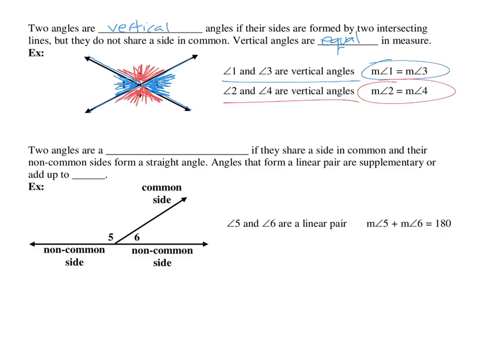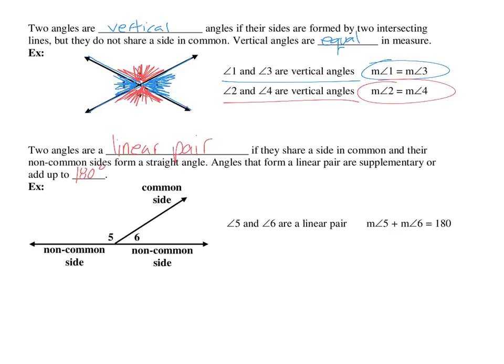They're equal to each other. All right, so it's going to be very important to know what vertical angles are and to be able to identify them. Two angles are a linear pair if they share a side in common and their non-common sides form a straight angle. Angles that form a linear pair are supplementary, or add up to 180 degrees.